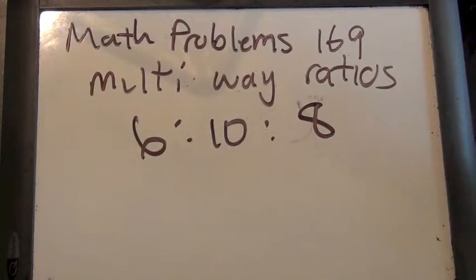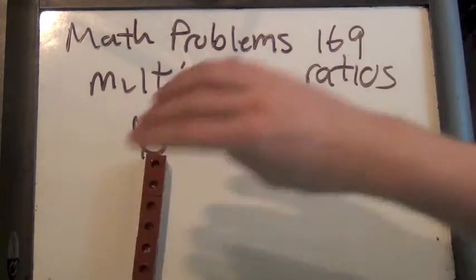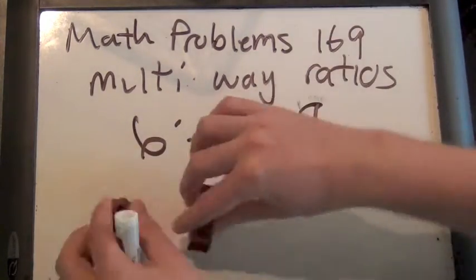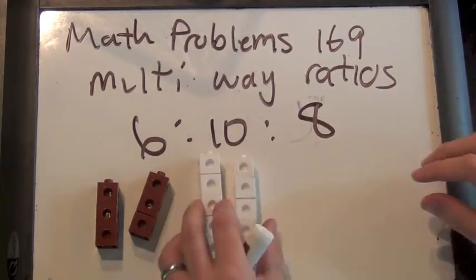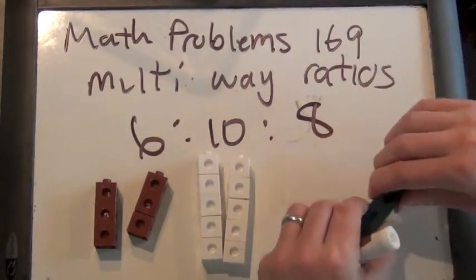So where's the 6? 6 is here. Okay, so we got 6 stamp cubes. Break them into pieces so they fit on. This is 10? Yep. And 1, 2, 3, 4, 5, and 8. Okay, awesome.